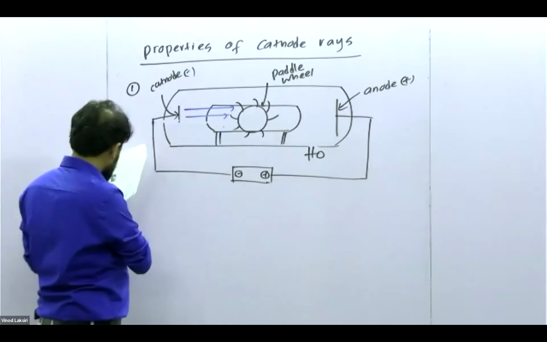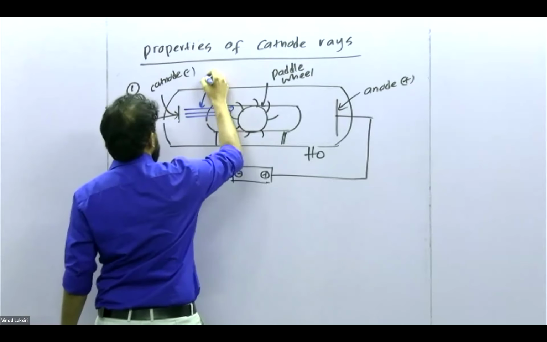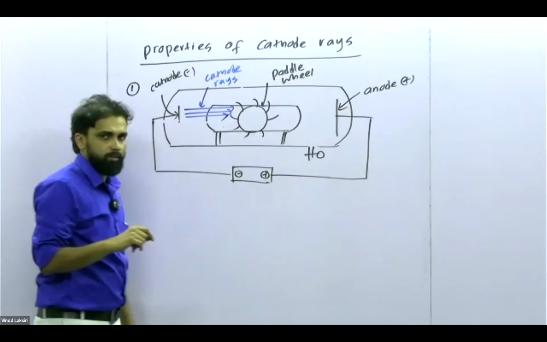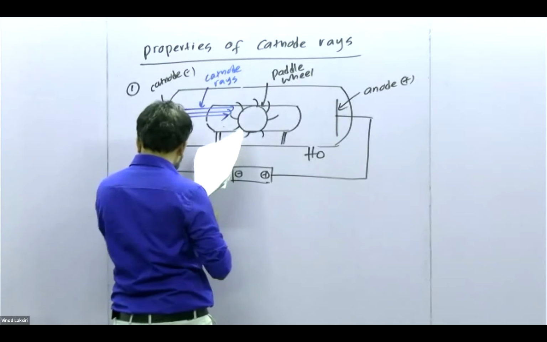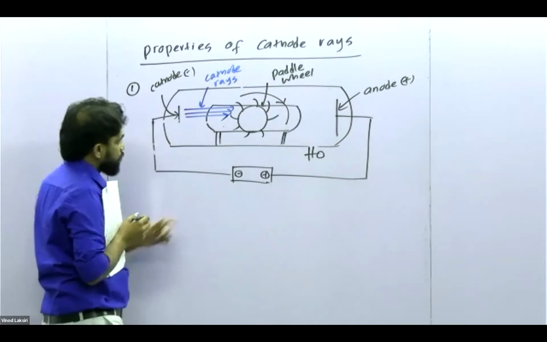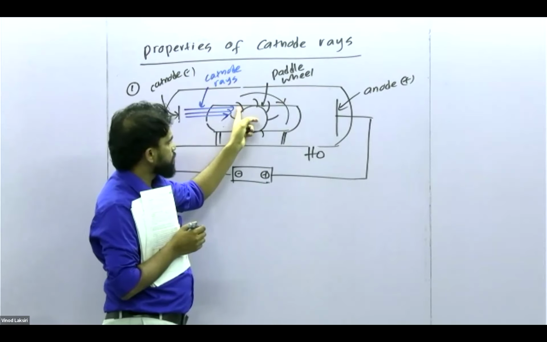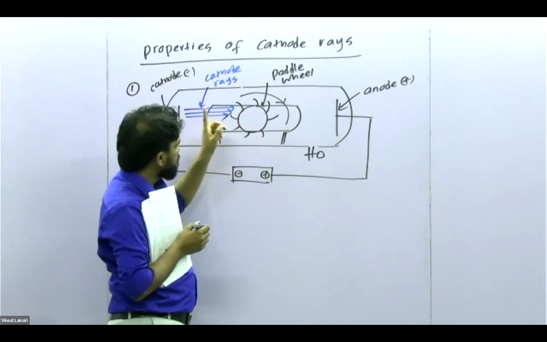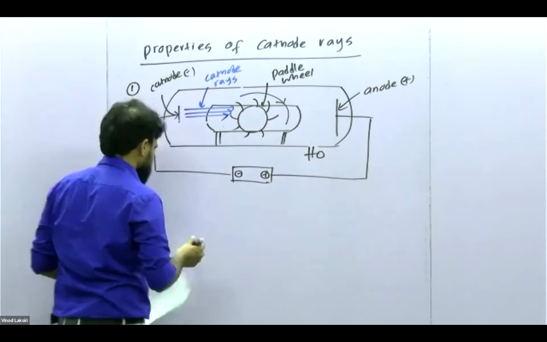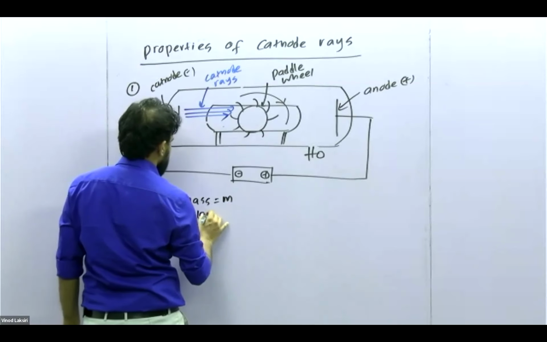Then what is the conclusion? To rotate this paddle wheel, the cathode rays should create a force on this paddle wheel. You understand? This paddle wheel rotate like this. To rotate this paddle wheel, the cathode ray particles should create a force on the blade of this paddle wheel, right? To create a force, this cathode ray particle should have mass and velocity, right?